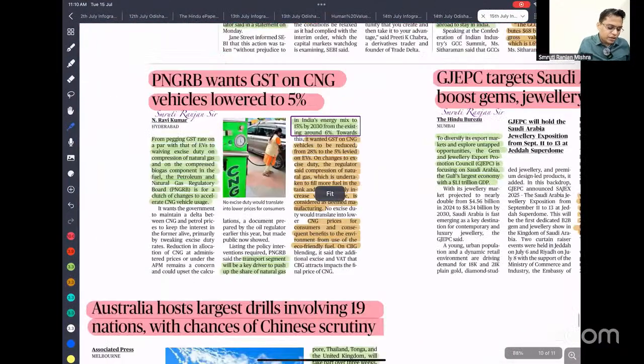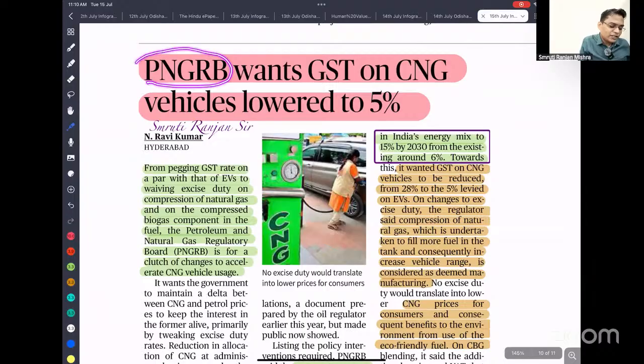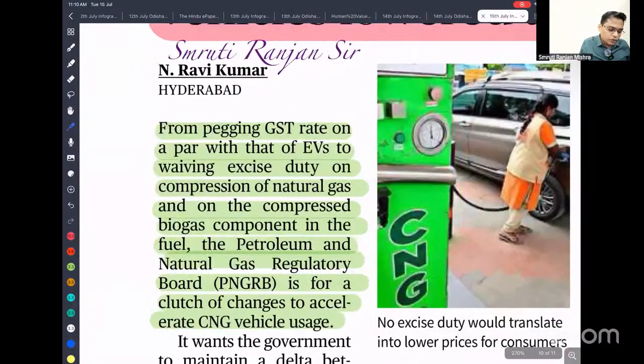So next, UPSC has already asked a question related to the Petroleum and Natural Gas Regulatory Board of India. I think it was in 2019 or so. They asked whether this is a statutory body or not. So you need to know that. Okay, so what is the news?